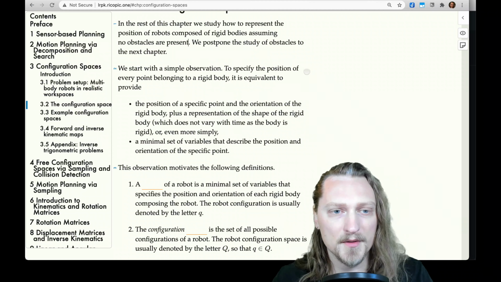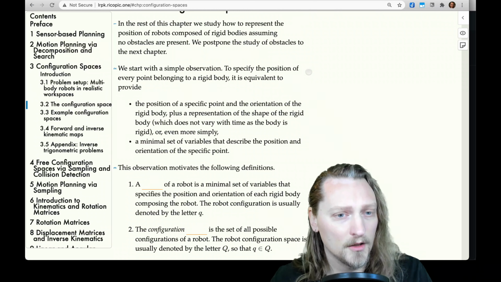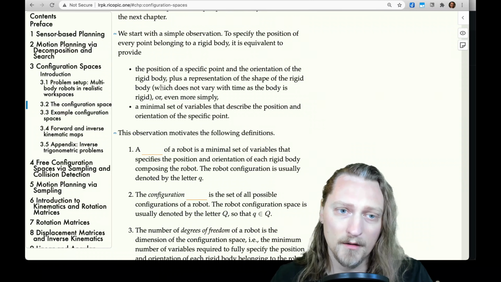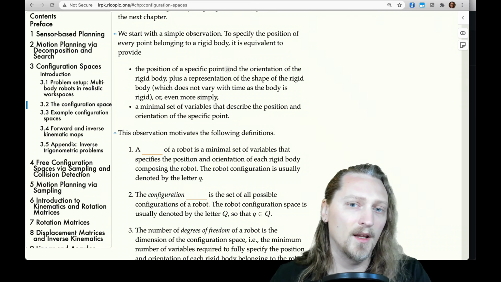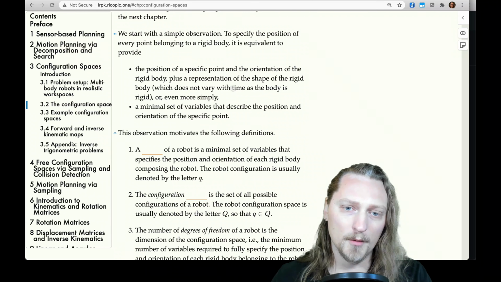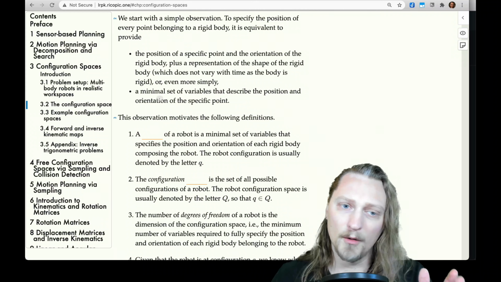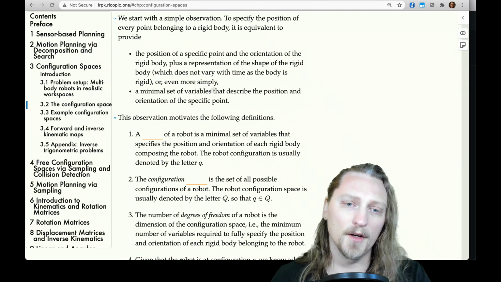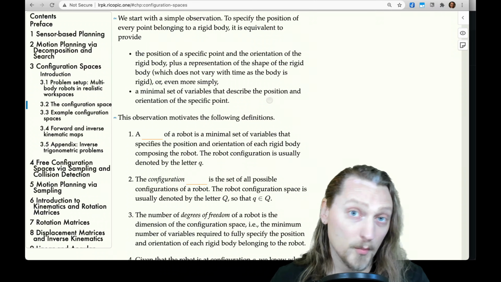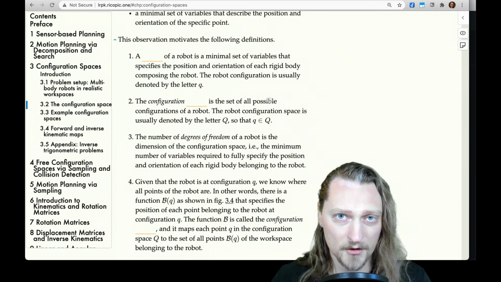To specify the position of every point belonging to a rigid body, it is equivalent to provide, one, the position of a specific point and the orientation of the rigid body, plus a representation of the shape of the rigid body, which does not vary with time as the body is rigid. Or, even more simply, two, a minimal set of variables that describe the position and orientation of the specific point. This observation motivates the following definitions.